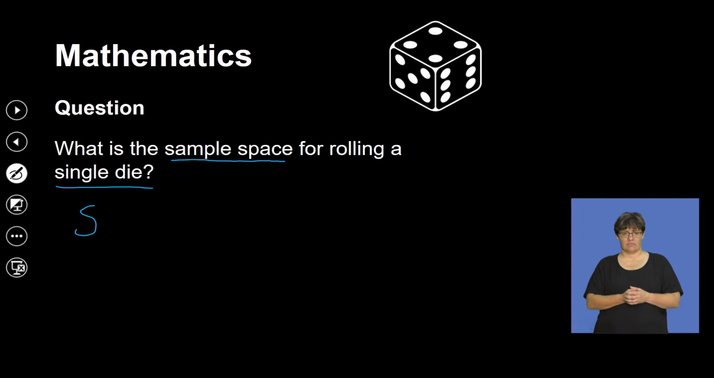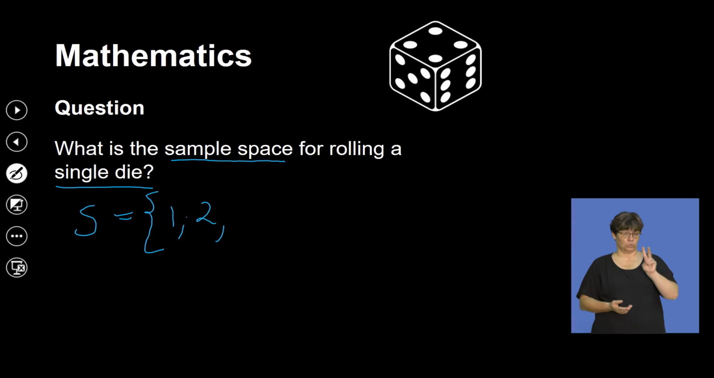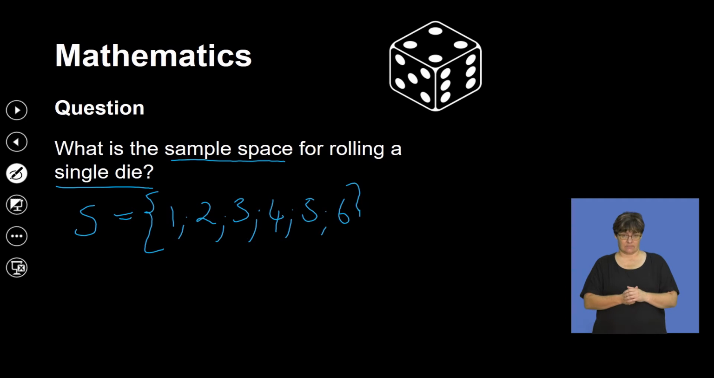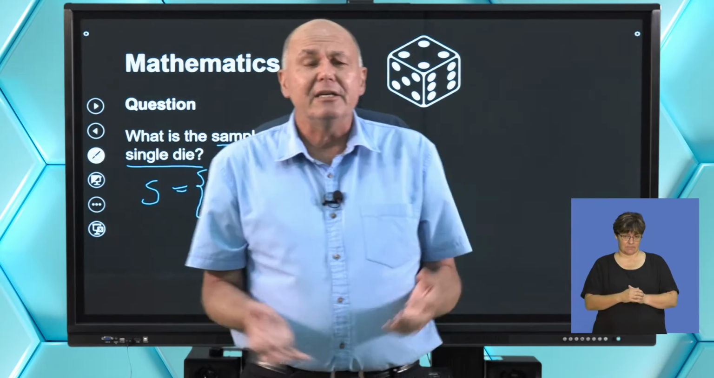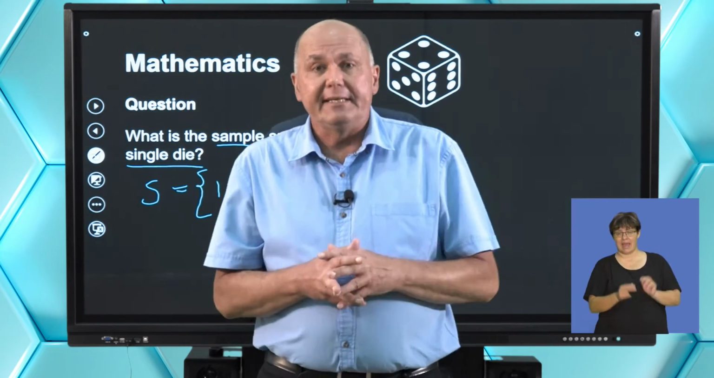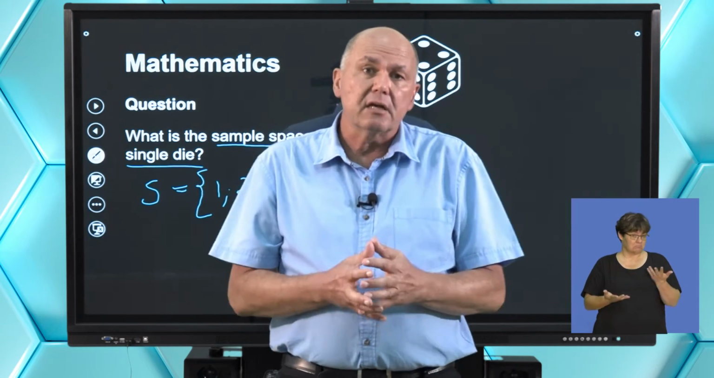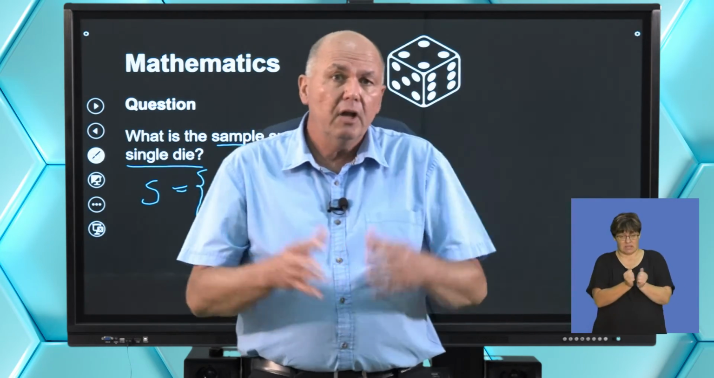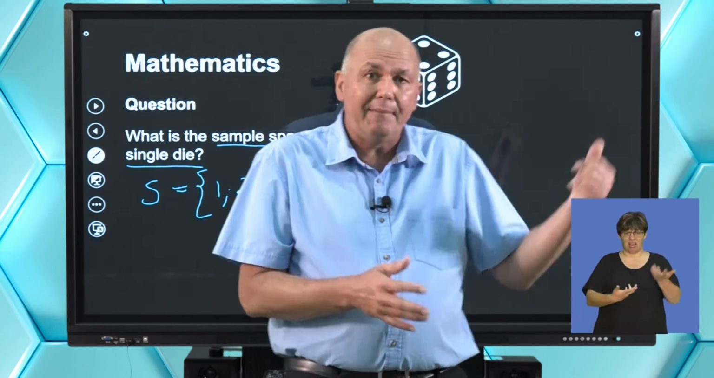So the sample space is made up of these numbers. It could be a 1, it could be a 2, it could be a 3, or a 4, or a 5, or a 6 for this particular type of die. Now, if somebody said to you that they rolled a die and they got 8, could it be in this sample space? Well, no, it can't be this type of die.